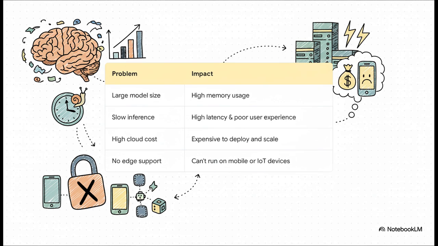Your huge models, they just devour memory. Slow predictions mean high latency, which, let's be honest, makes for a terrible user experience. Nobody wants to wait. And the cloud costs? Oh man, they can absolutely torpedo your project's budget before you even get off the ground. And if you can't run on the edge, you're completely shutting the door on the entire world of mobile and IoT devices. These are the exact problems we're here to solve.